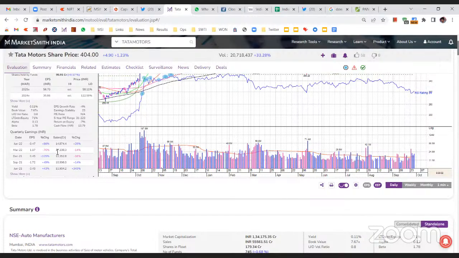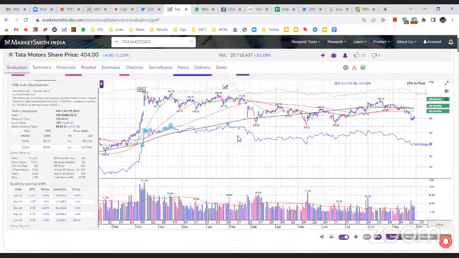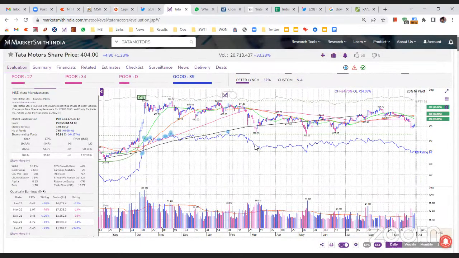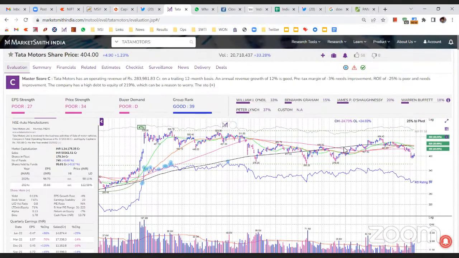Sales and EPS have not been consistently growing. There were some turbulent times in the December quarter and March quarter. June quarter performance was good. However, we would like at least 3 to 4 consecutive quarters where the growth is double digit and accelerating. But that has not happened in this company. So the EPS is poor at 27.